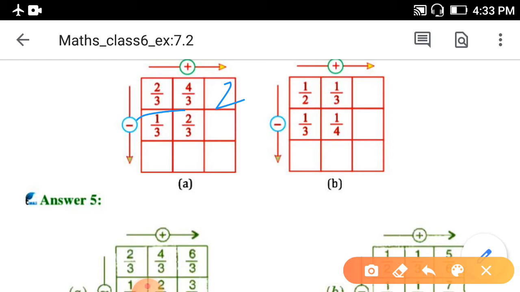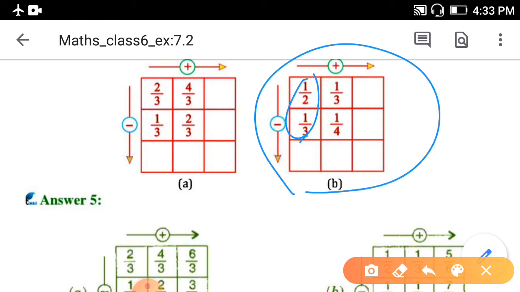Okay. Here in the second column, second row also you have to add them. Same thing you have to repeat for the second box. Subtract them and write down the answer here. Here also subtract these two fractions, write down the answer here.